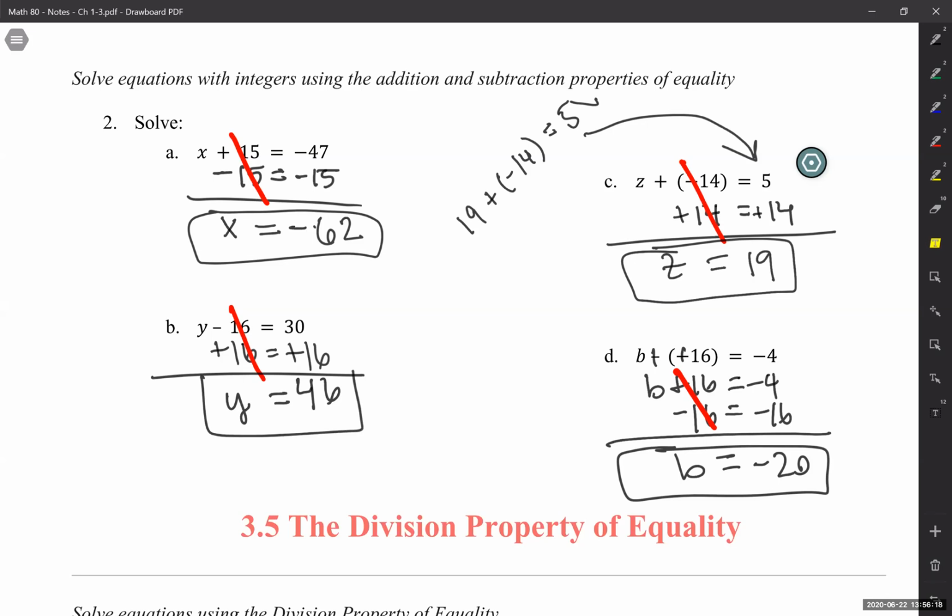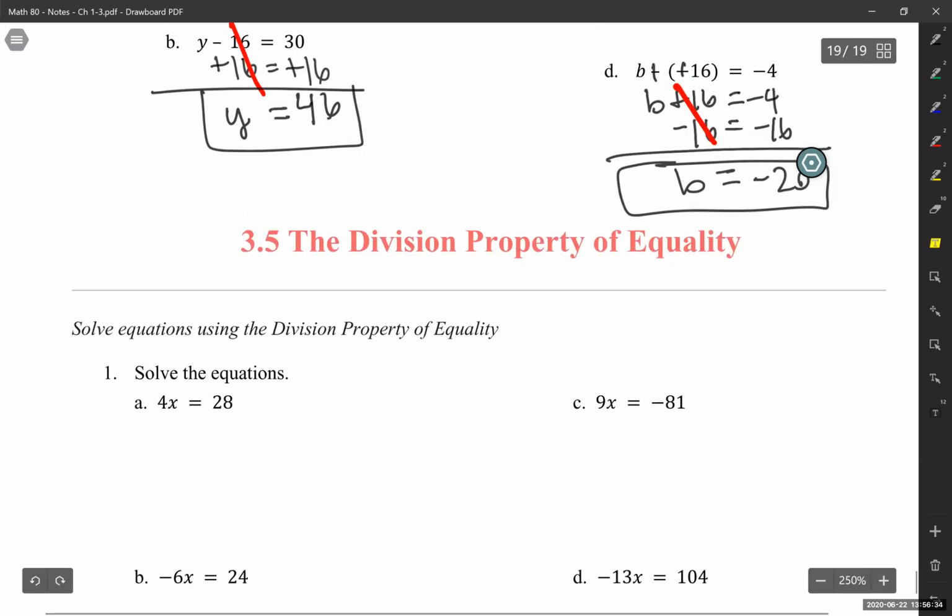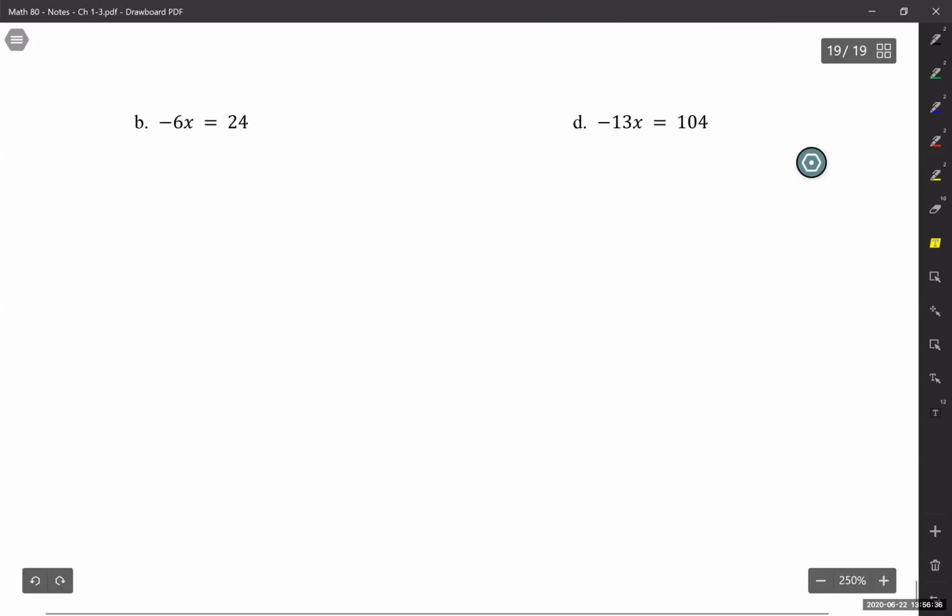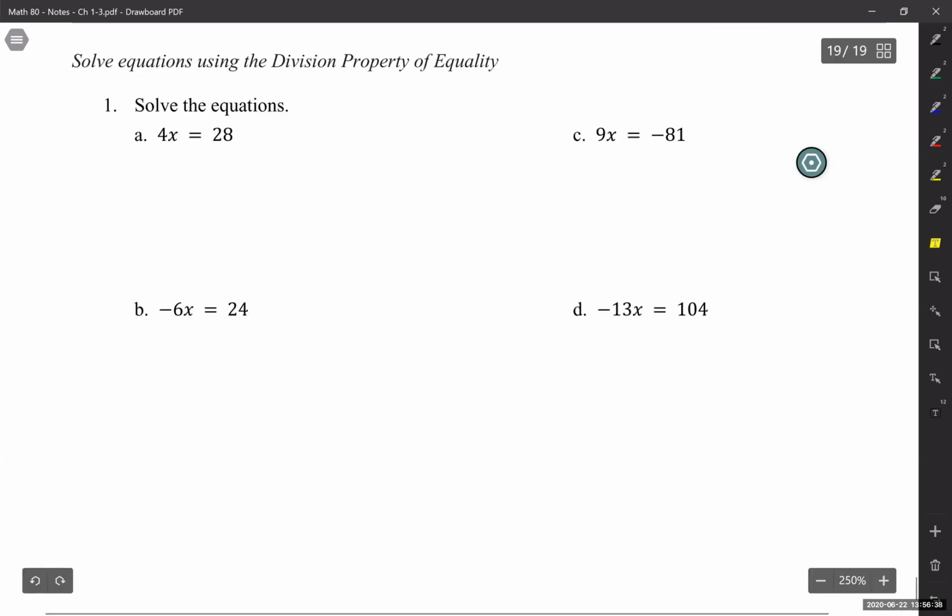Okay, so that was kind of a review of 2 topics. It was new because we have never put those 2 together, but each topic by itself, the addition property as well as negative numbers, we've done both of those separately already. So now we're going to move on to a new topic, and this is our last topic.